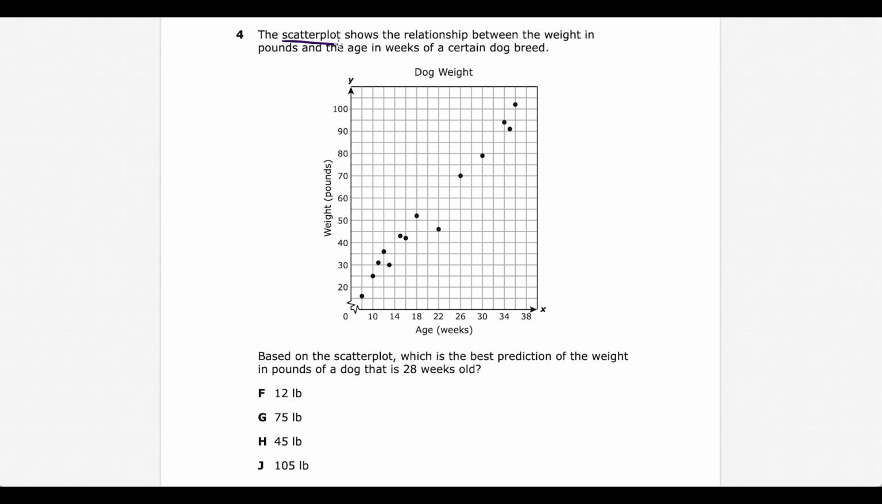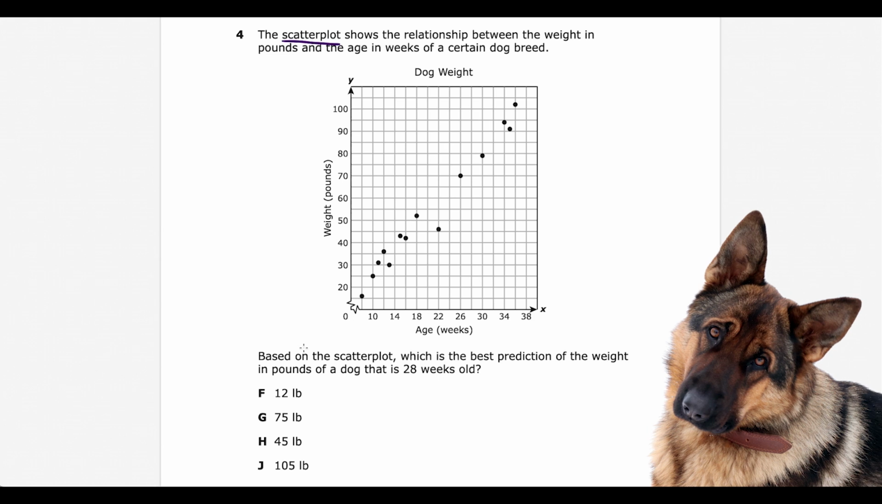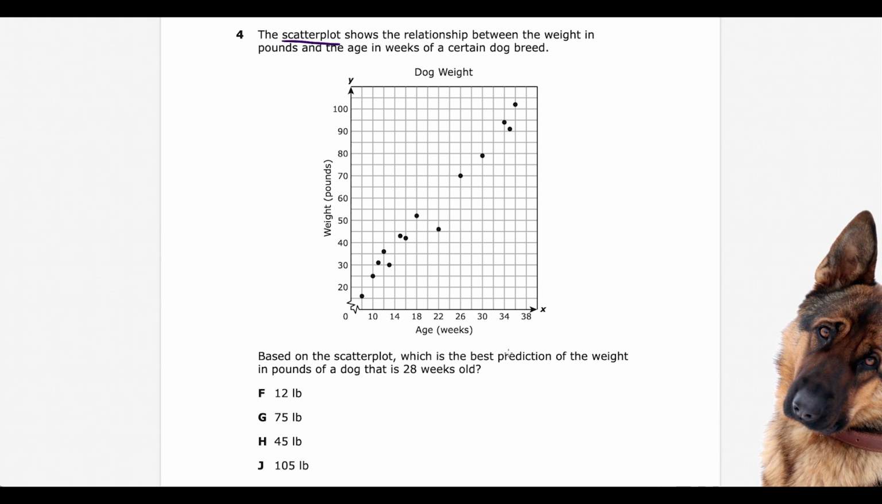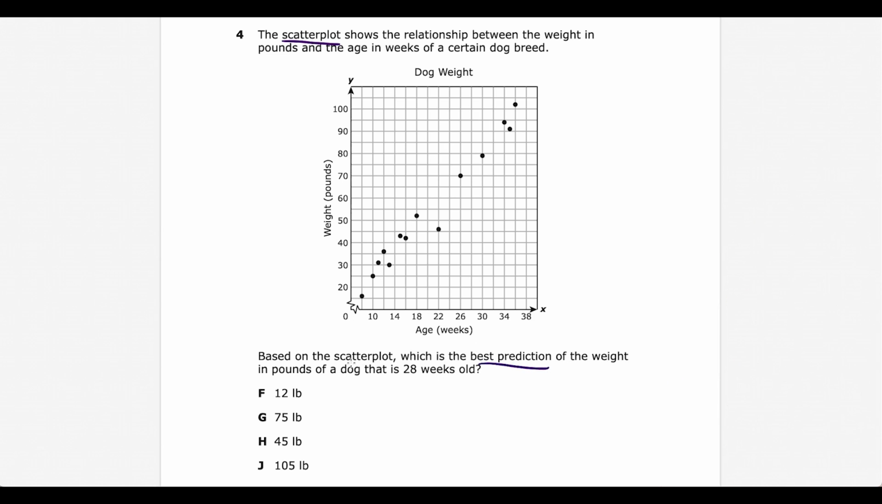Question 4, we have a scatter plot here showing the relationship between the weight in pounds and age in weeks of a certain dog breed, and we want to know, based on this scatter plot, which is the best prediction of the weight in pounds of the dog at 28 weeks old. The idea for this is you want to draw a line of best fit. So to the best of my artistic ability, I'm just going to draw a line like this that captures most of the data. Now we look, they're saying what's going on at 28 weeks.